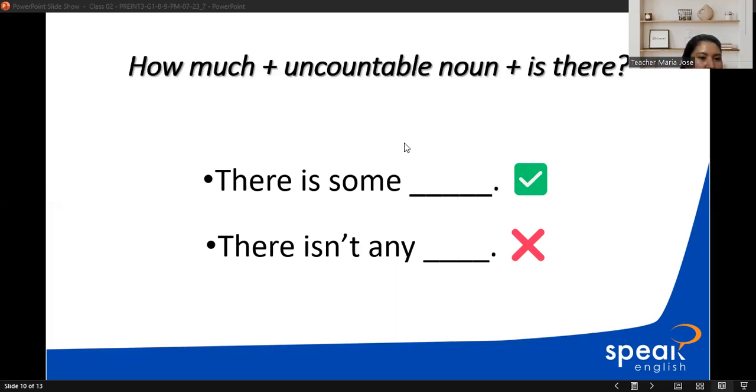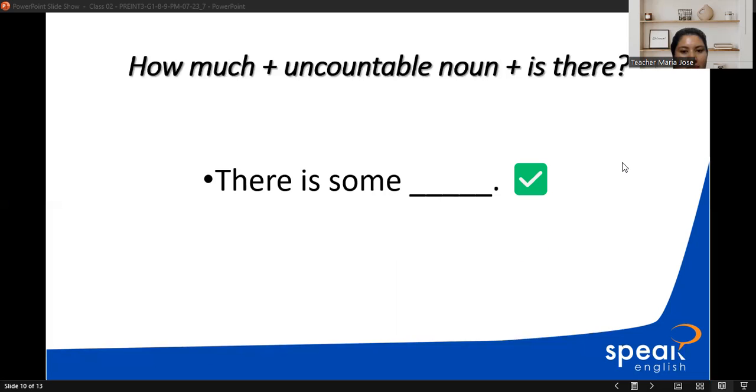I think everybody finished already. Okay. So that is how we make the questions, okay? How much? The noun, in this case, uncountable, and then we use is there, okay? How much milk is there? How much water is there? How much oil is there, okay? So we use the uncountable noun.